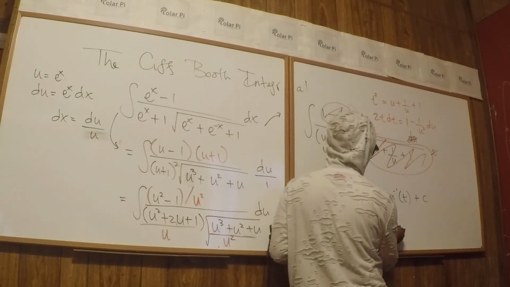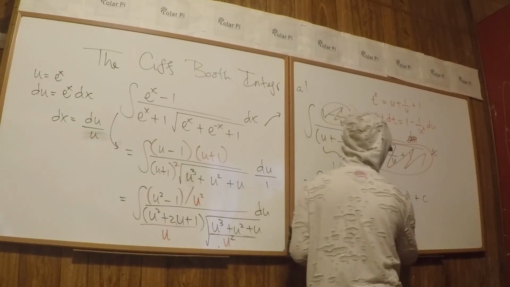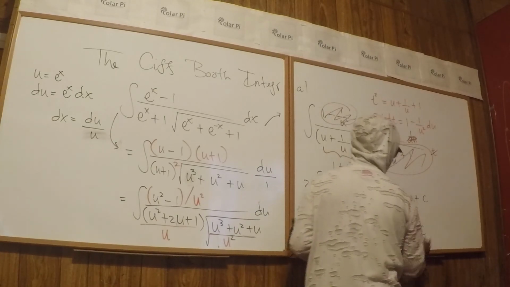Plus e to the minus x plus 1, and plus C, obviously. All right, there we go.